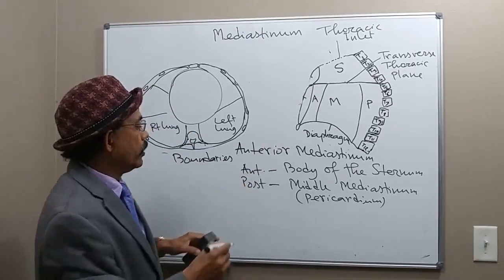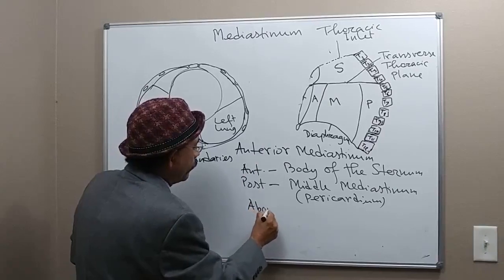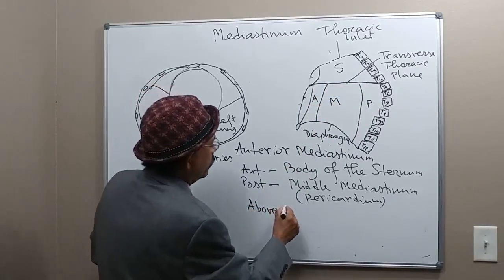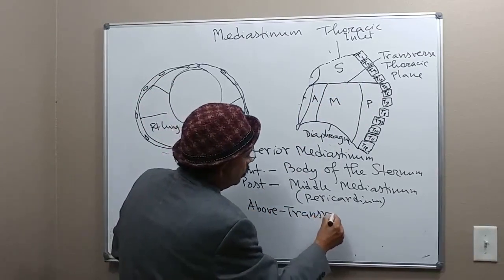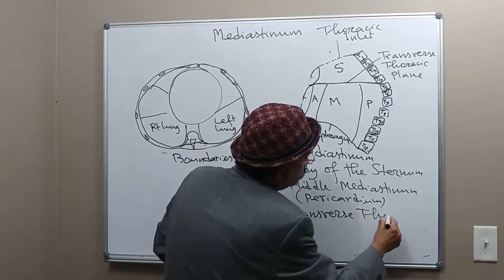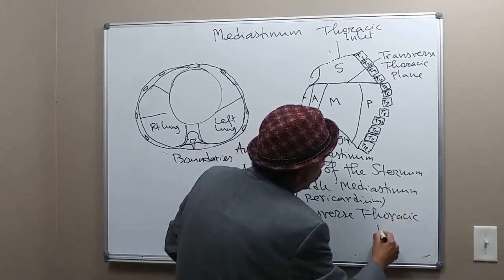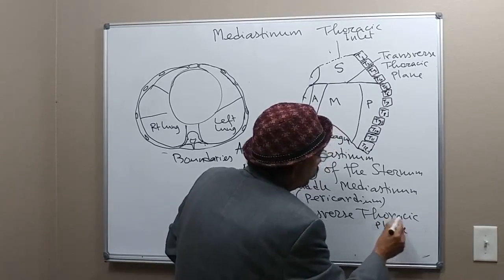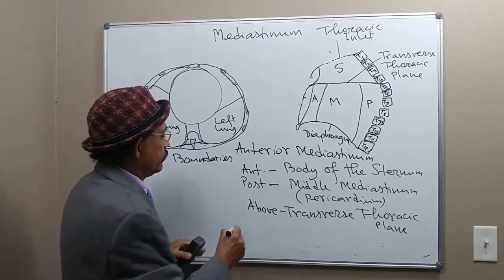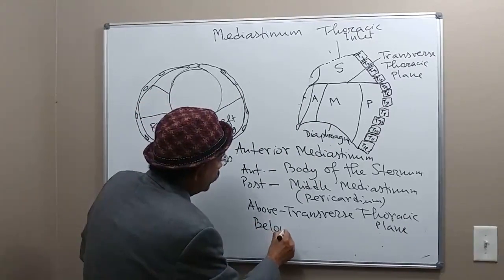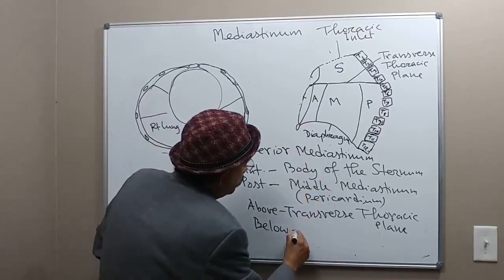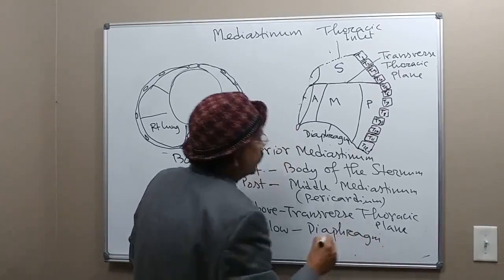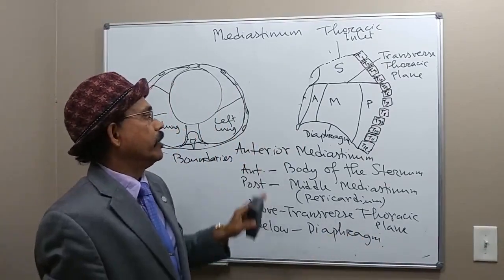We got anterior boundary, we got posterior boundary. What is the upper boundary? Above, that is the transverse thoracic plane. Okay, below we have the diaphragm, bounded by the diaphragm. Okay, we got the anterior mediastinum.